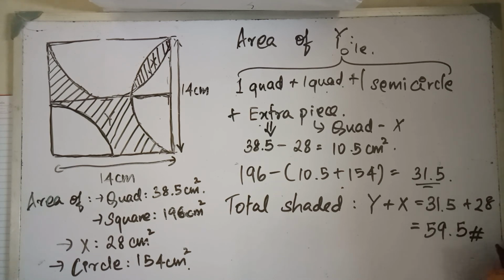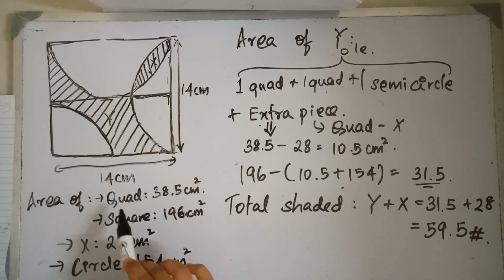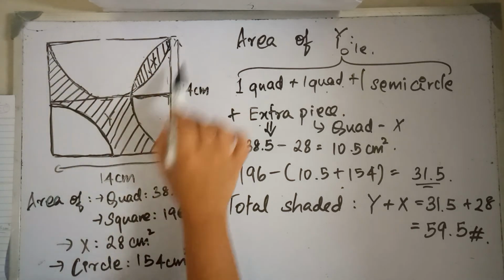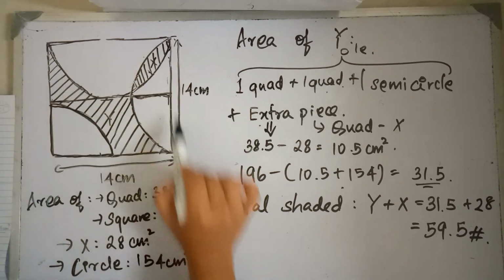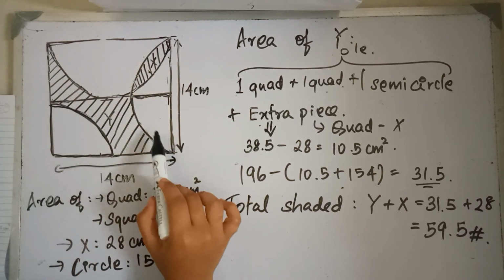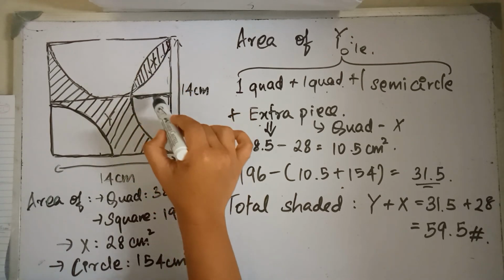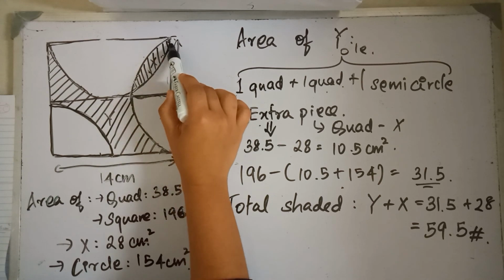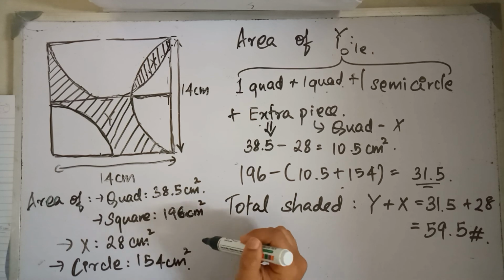59.5. Okay, so I agree that this is kind of a difficult problem, but the key to solving such a problem is to break it down piece by piece. The first thing that I've done is I found out all of the known figures that are given in this problem. So we have the area of the square, we have the area of the quadrants, and then we found out this shaded part by taking two known figures, that is quadrant and triangle. We have found out X, and we go about in a systematic manner like this.